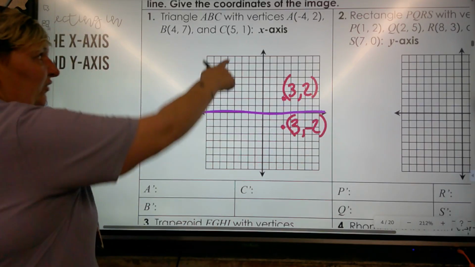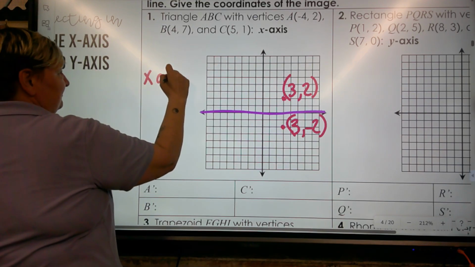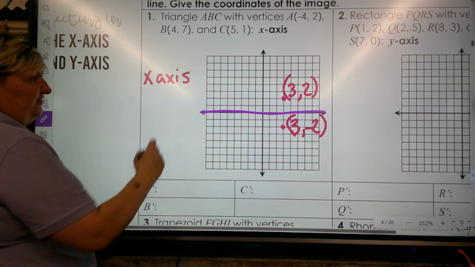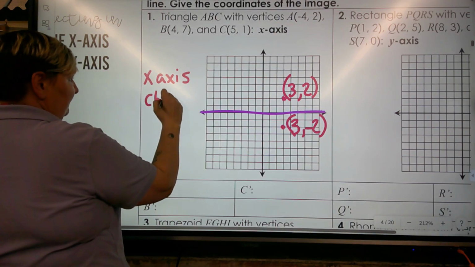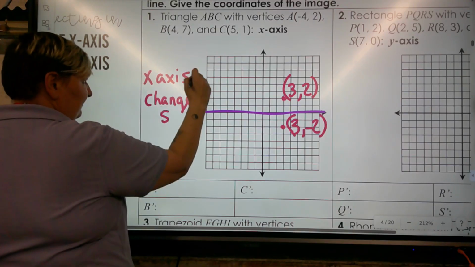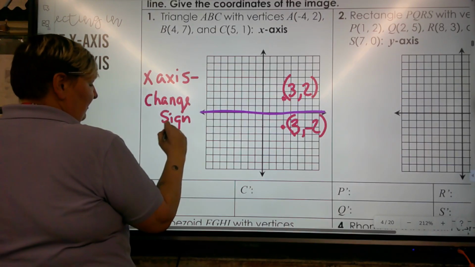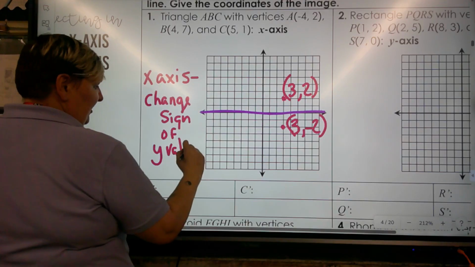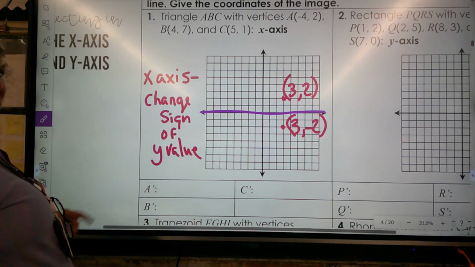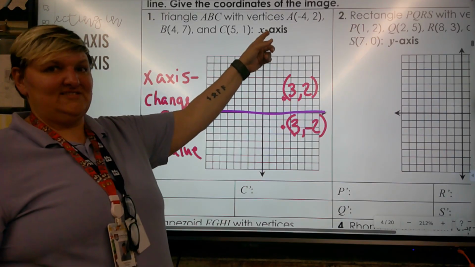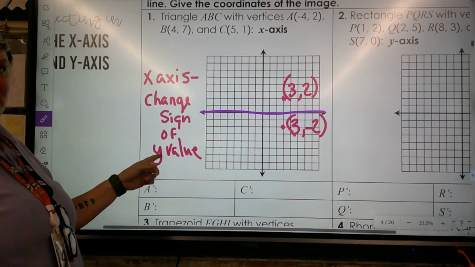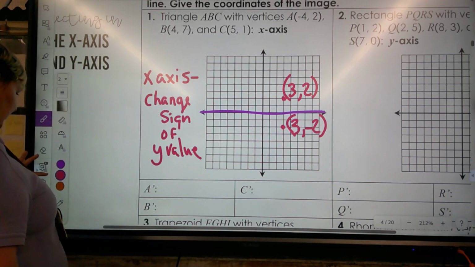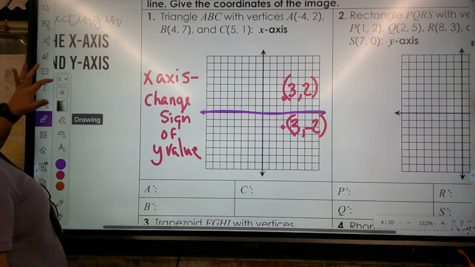That's our rule. When you're going over the x-axis, right? You change the sign of the y value. That's our rule. If we're going across the x-axis, we change the sign of the y value. That means we can do that. We can literally just change all the signs of the y values.